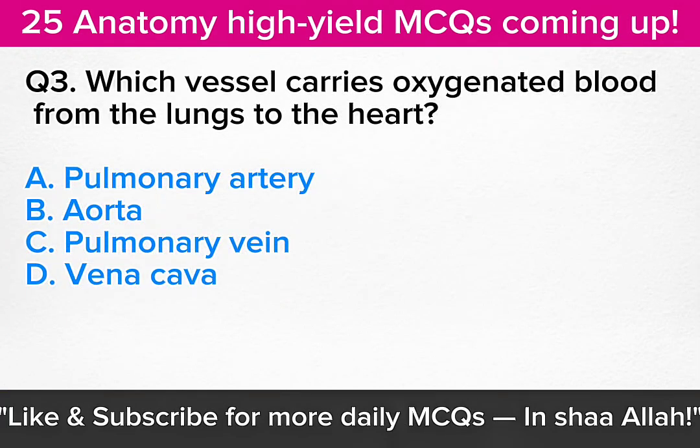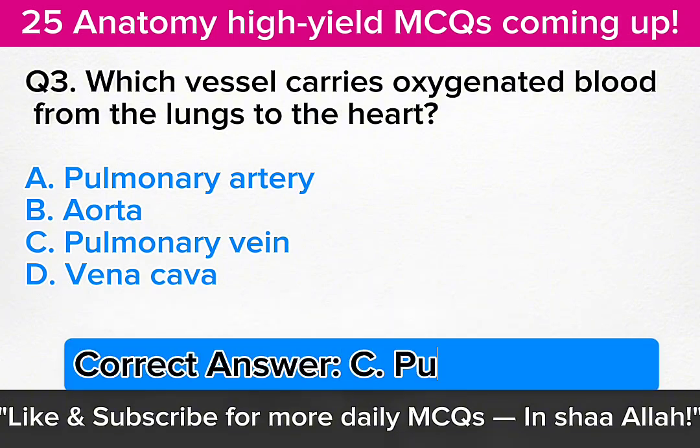Q3. Which vessel carries oxygenated blood from the lungs to the heart? A. Pulmonary artery. B. Aorta. C. Pulmonary vein. D. Vena cava. Correct answer: C. Pulmonary vein.